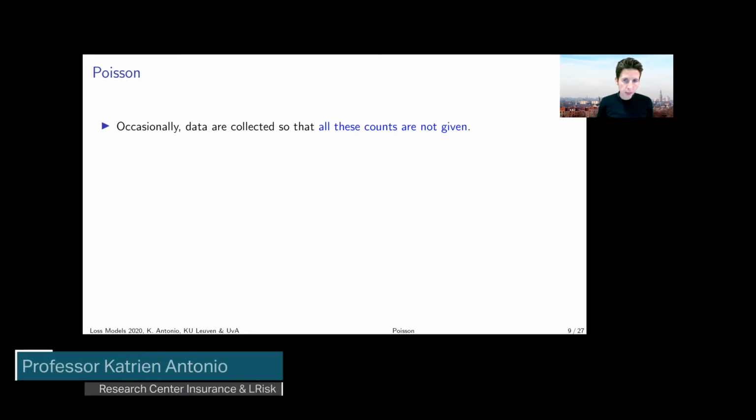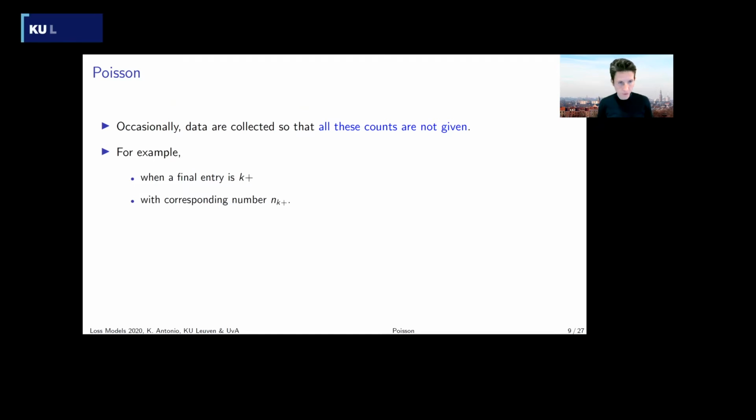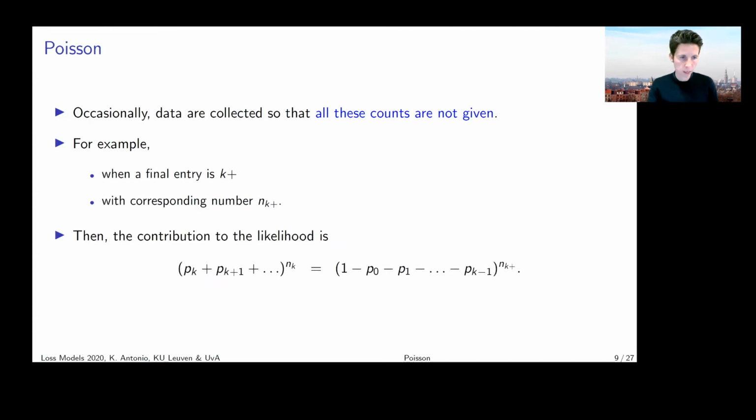So what if not all these counts are given? For example, you could have a final entry in your table that is denoted with K+, which means outcomes equal to K or larger. And you could have a corresponding number N_K+ that comes with it, right?